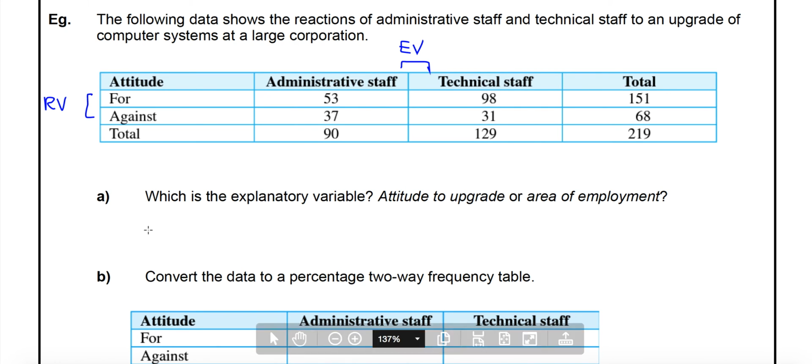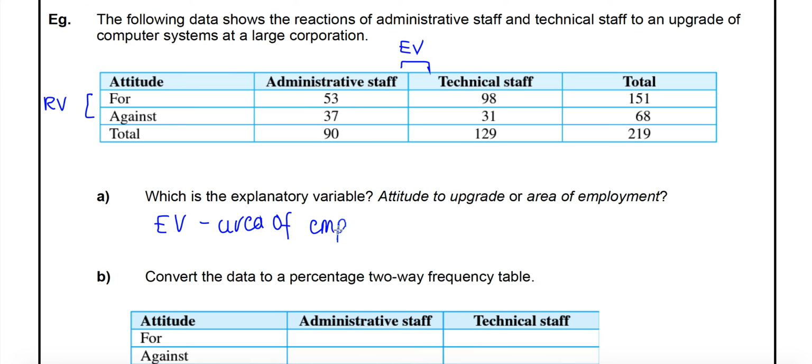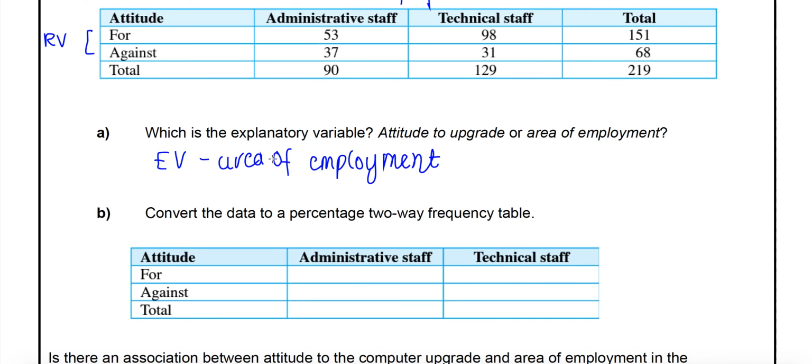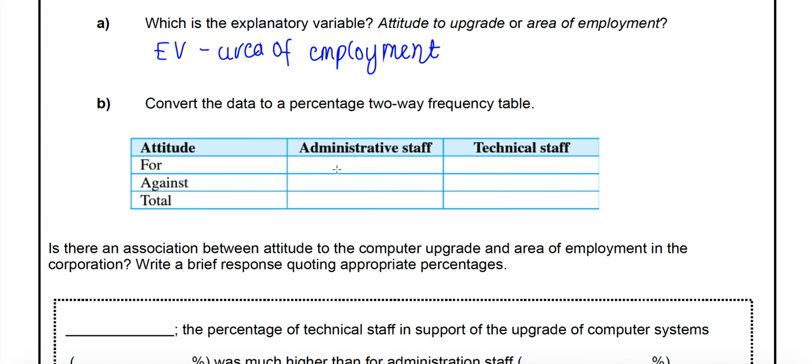So from there we can go, all right, well, clearly the explanatory would be the area of employment. But you can also see that we're looking to see if the area where you are employed explains whether you are for or against the particular upgrade. Okay, from here we want this in percentages, so just like you've done before. And if we go to one decimal place here, we'll go 58.9.